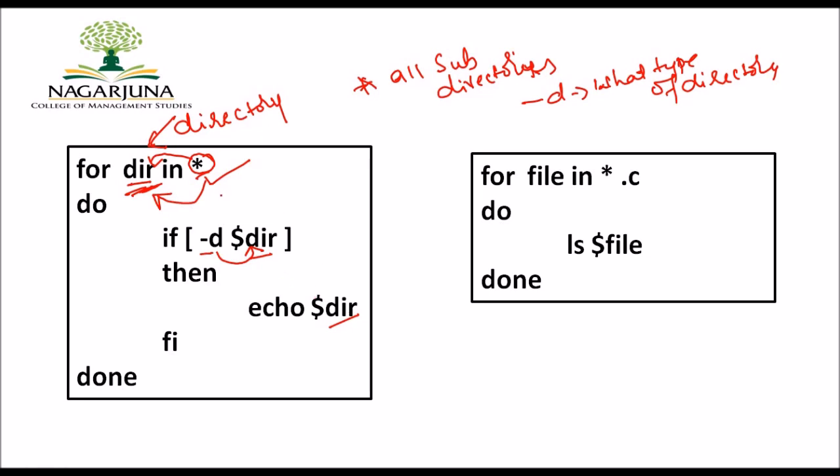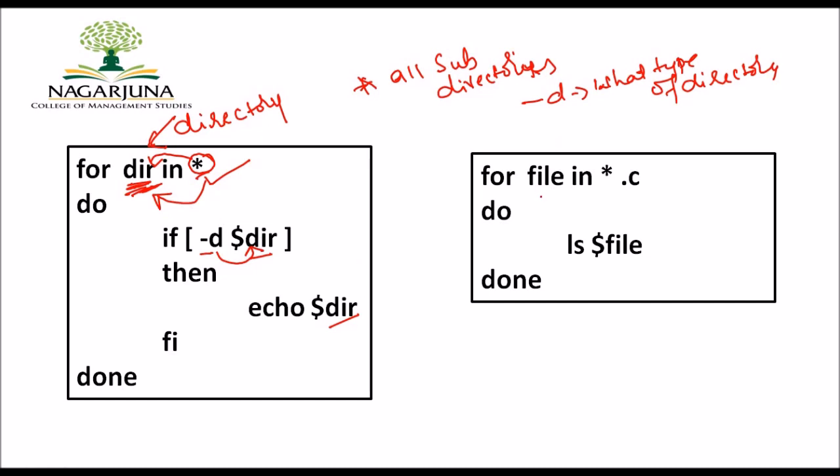So if I would like to display the subdirectories of a given variable dir, I'm going to make use of your for loop and check whether all your subdirectories exist in the directory. So now check whether the directory exists and what type of a directory it is. If the directory is present, then display it.